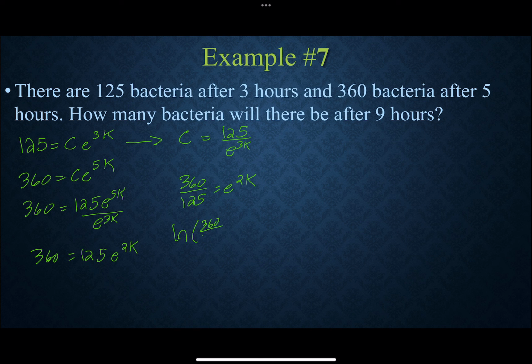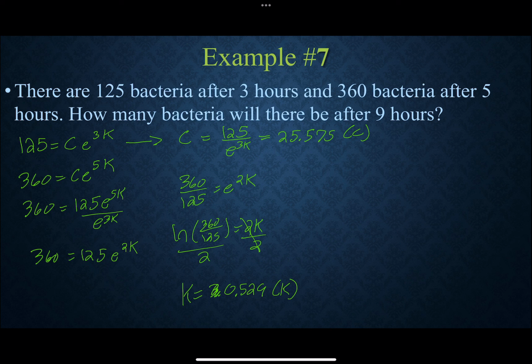Take ln of both sides, and then divide over the 2 to get k by itself. So k is going to give us 0.529. Just make sure we store it as alpha k. And then we fill in to get c, so 125 over e to the 3 alpha k gives us 25.575. And you'll want to store that one also. So I've got that stored as c, and I've got this one stored as k.